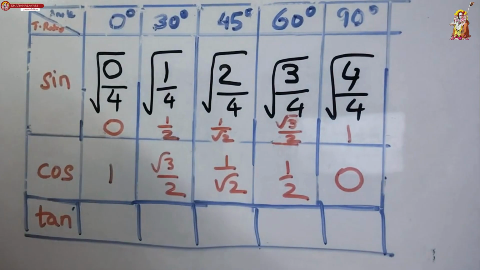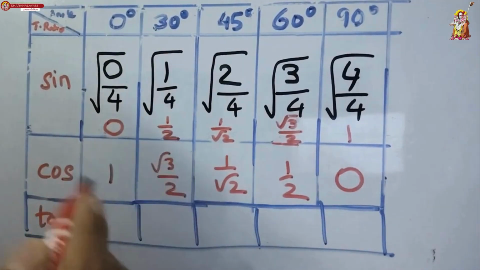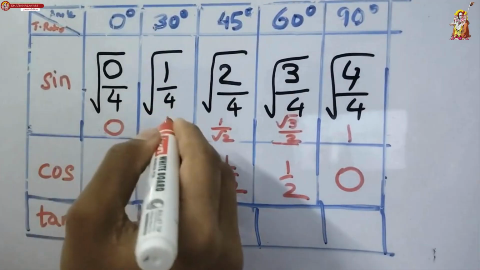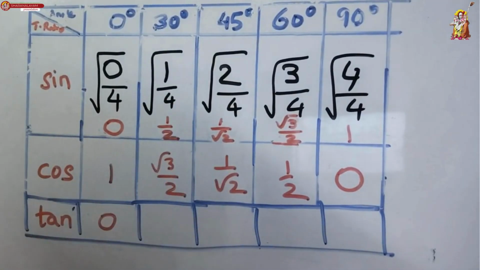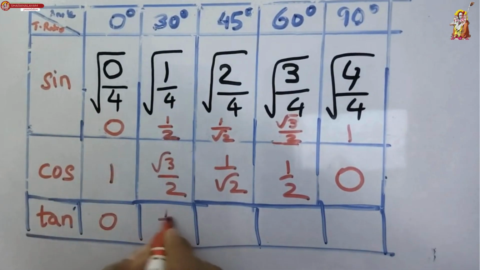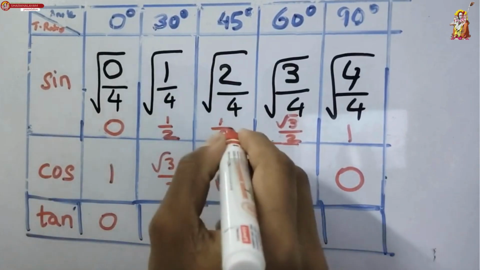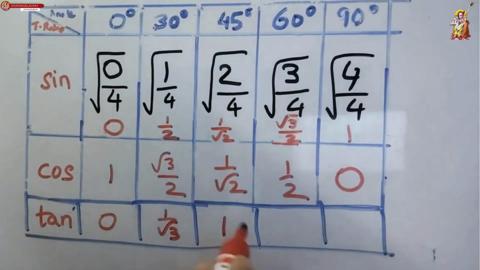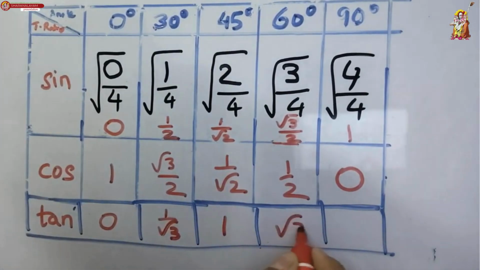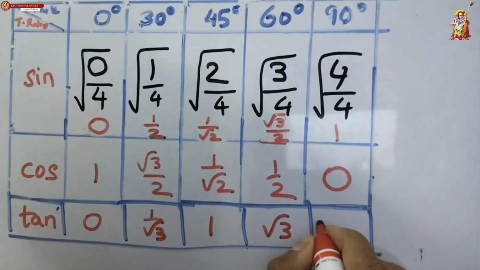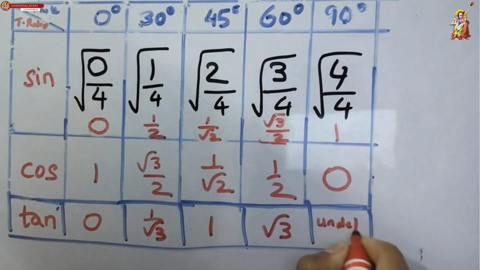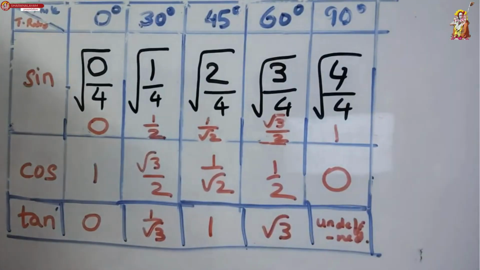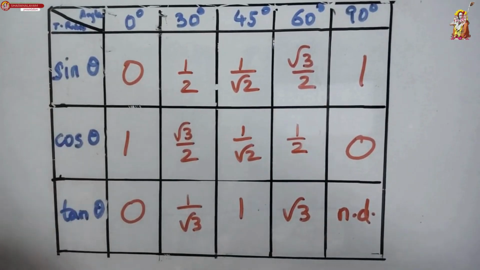And tan value is easy, that is sin theta by cos theta. So here 0 upon 1 will be 0, half divided by root 3 upon 2 will be equal to 1 upon root 3. And 1 upon root 2 divided by 1 upon root 2 is 1. Root 3 upon 2 divided by 1 upon 2 will be root 3, and 1 divided by 0 is undefined. Okay. So you see, this is quite easy.